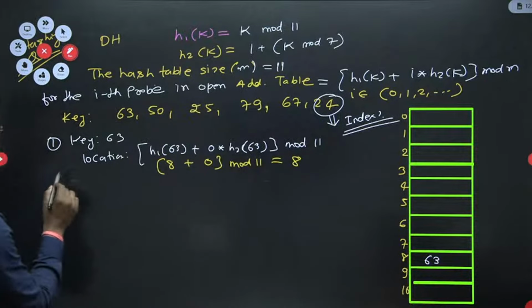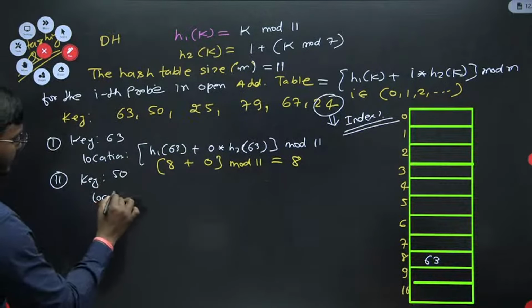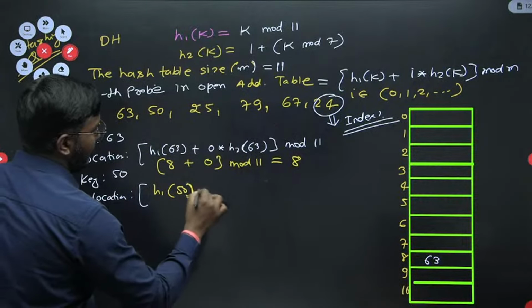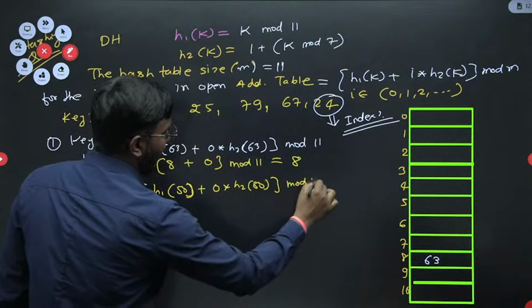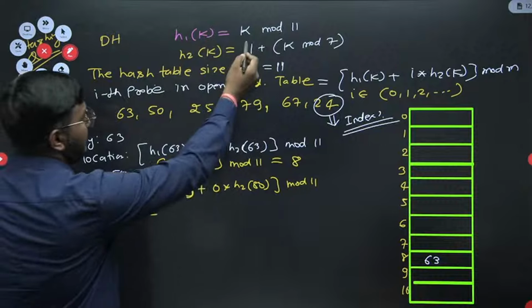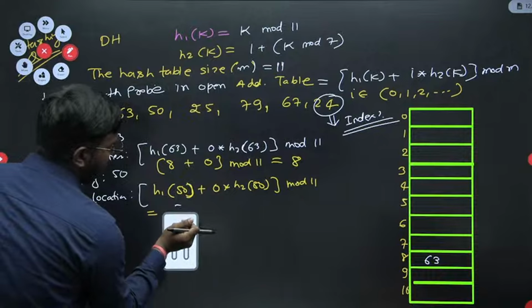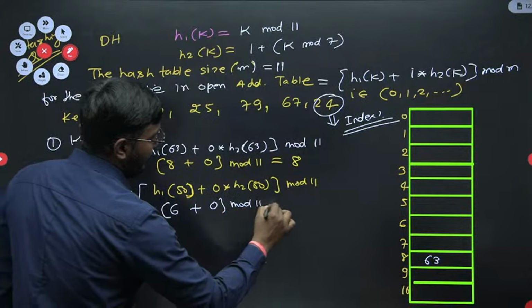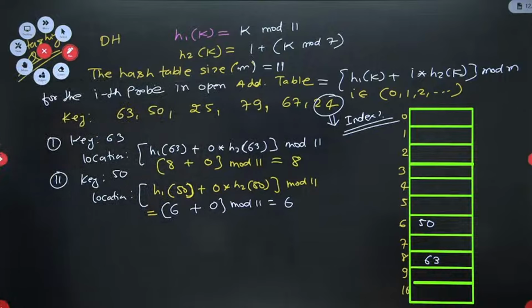Now see again. Next is our key 50. Find the location: h1 of 50 plus 0 times h2 of 50, mod of 11. What is h1 of 50? 44 plus 6, so 6 plus 0, mod of 11 is 6 only. Location 6 is empty, so insert 50 here.